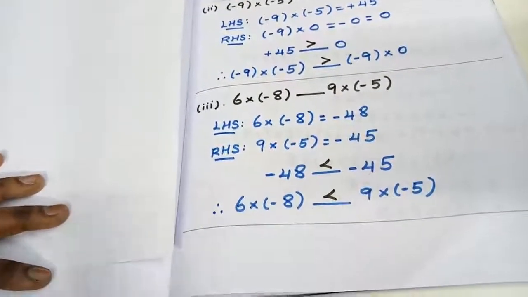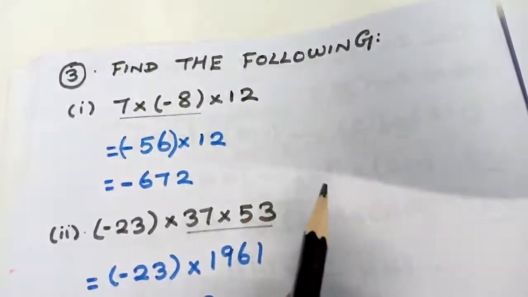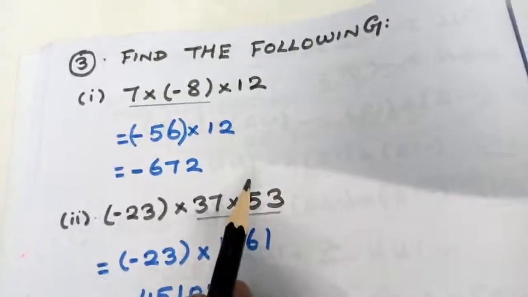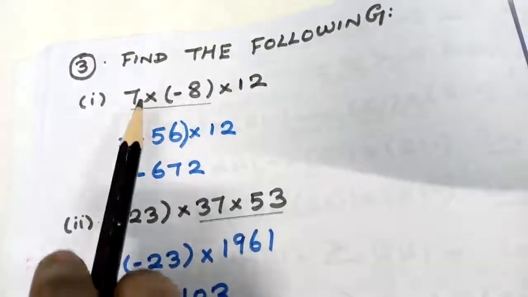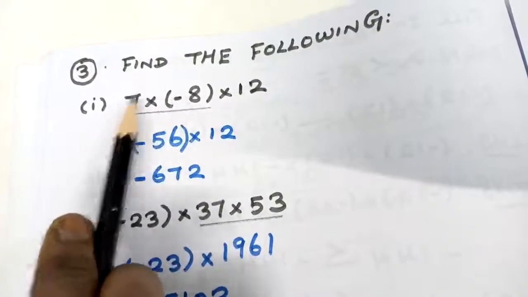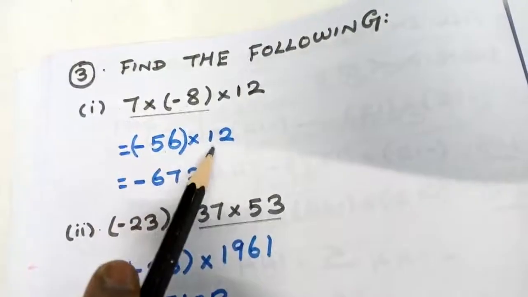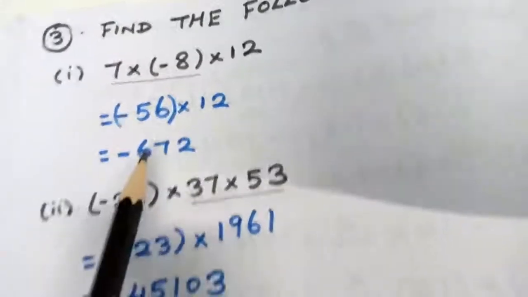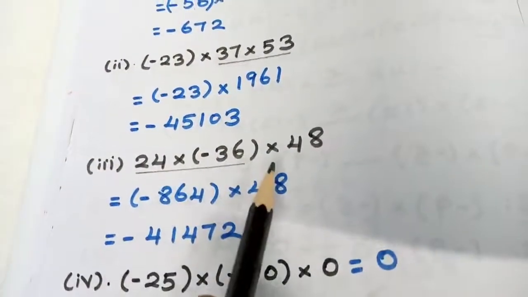Question number 3, find the following. Same multiplication concept you are going to do here, students. So in case they give 3 or more numbers, you can do the calculation in any way. What I am doing here is, first I am taking two numbers and multiplying. Plus into minus, minus, 7 8s are 56. 12 I am keeping as it is, students. So minus into plus, minus 56 into 12 you will get as 672. Similarly for all these cases you can do.